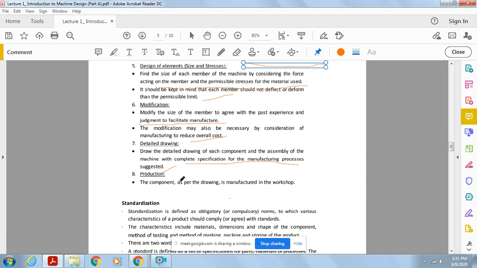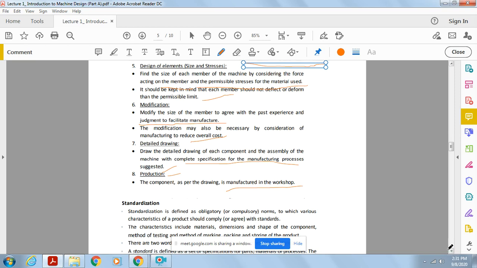Now at the very last, you see production. The component as per the drawing is now manufactured in the workshop. So once your detailed drawing is prepared and approved, it will be sent to the shop floor, the workshop, the factory, so the manufacturing process can be easily started.